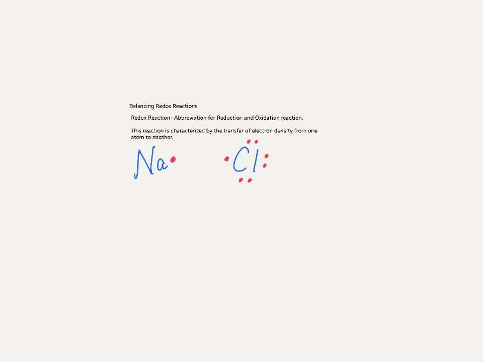But here's the deal. Going back to review, we know which one of these guys is going to oxidize and which one is going to reduce. For example, because sodium has this one extra electron, it's going to be easier for this guy to give away an electron than to try and pick up 7 more. So we know that sodium will oxidize.